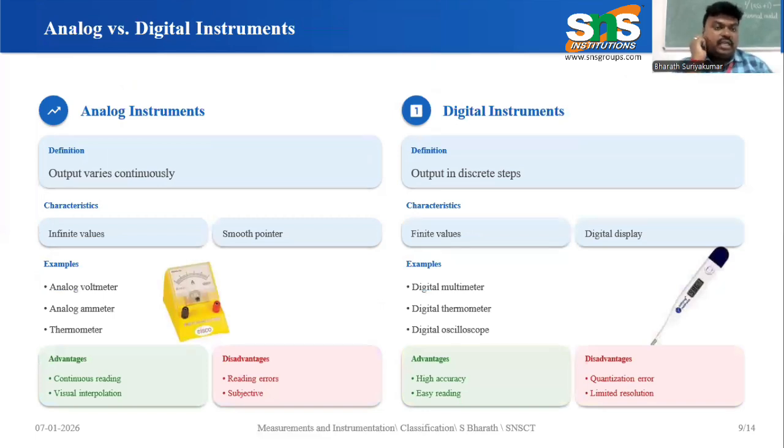Analog instruments and digital instruments. Analog, as we all know, has an output that varies continuously based on a pointer and scale. A digital instrument's output is discrete, zeros and ones. Examples of pointer-type meters are the analog voltmeter, thermometers, etc. Digital examples are digital meters, digital thermometers, multimeters, and oscilloscopes. The advantage of analog instruments is that continuous readings can be noted. When we go for digital instruments, they are very precise.